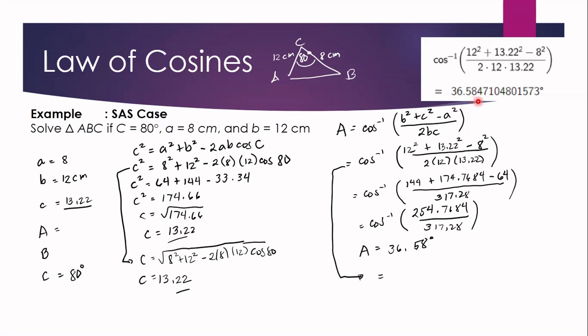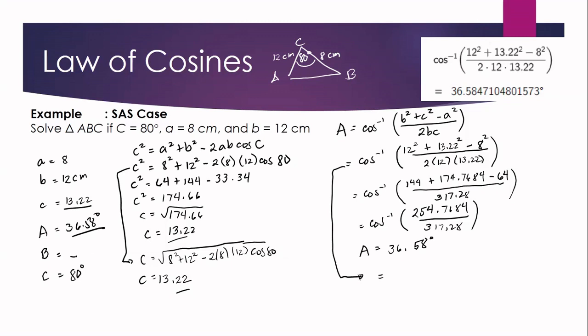Again, if you are not using an application, the calculator can also work. You just need to know how to use parentheses. You know where to put the parentheses so you can use your calculators correctly. So, the answer here is 36.58. So, our angle A is 36.58 degrees.